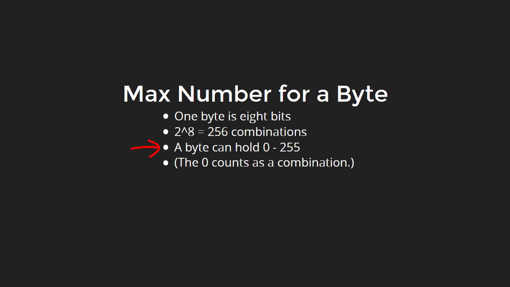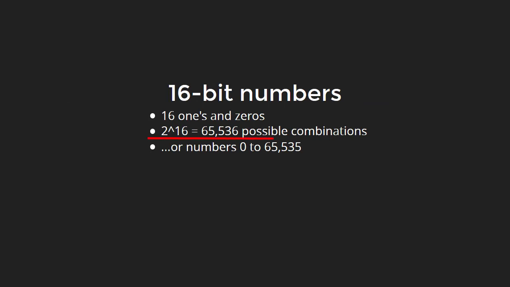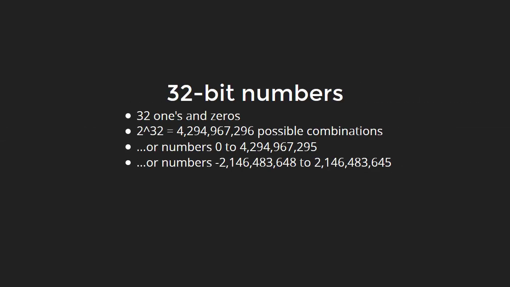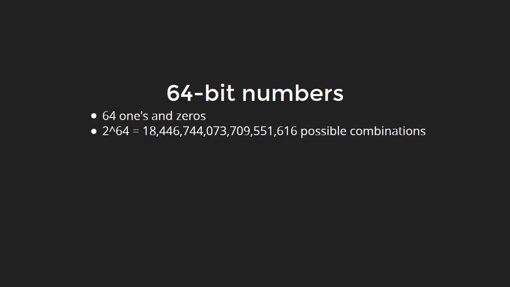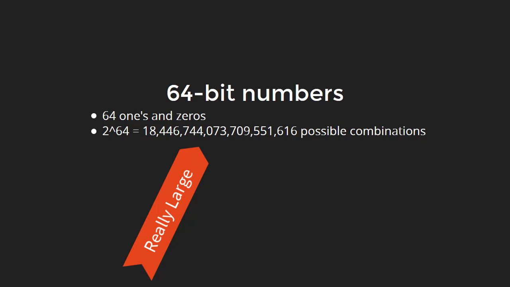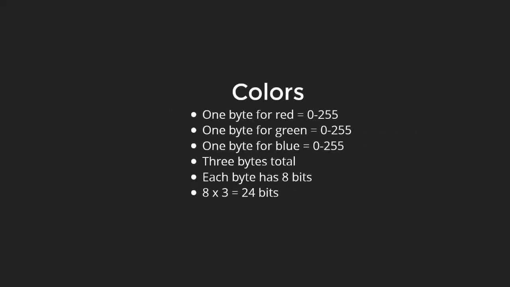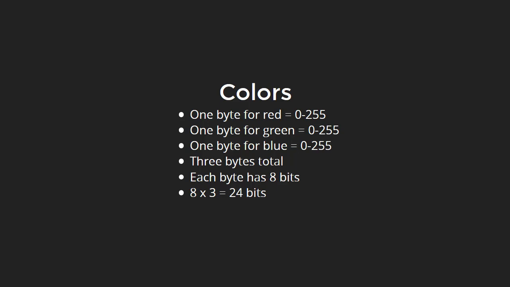If we had 16 bits, then we'd have 2 to the 16th power equals 65,536 possible combinations, or a number from 0 to 65,535. A 32-bit computer can hold numbers up to 2 to the 32nd power, which is 4,294,967,296. A 64-bit computer can hold really large numbers. So, because a computer holds colors with 1 byte for red, 1 for green, and 1 for blue, each color has a value range from 0 to 255.